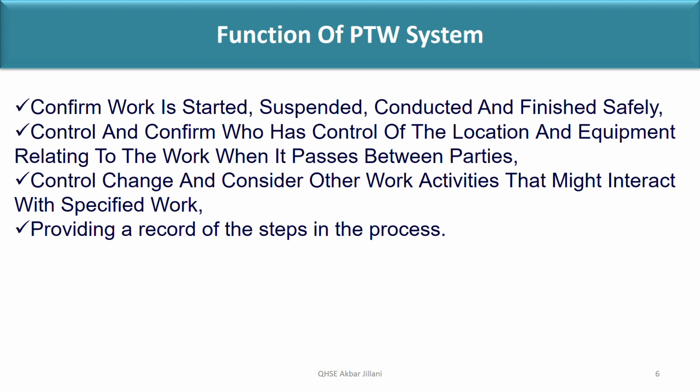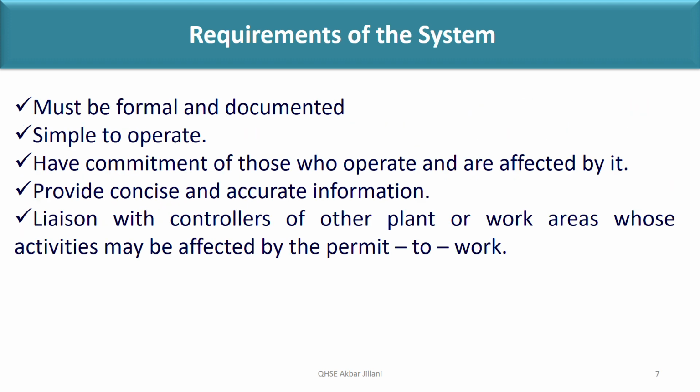Control change and consider other work activities that might interfere with specified work, providing a record of the steps in the process. Requirement of the system: PTW must be formal and documented, simple to operate, have commitment of those who operate and are affected by it, provide concise and accurate information, liaison with controller of other plant or work areas whose activities may be affected by the permit to work.